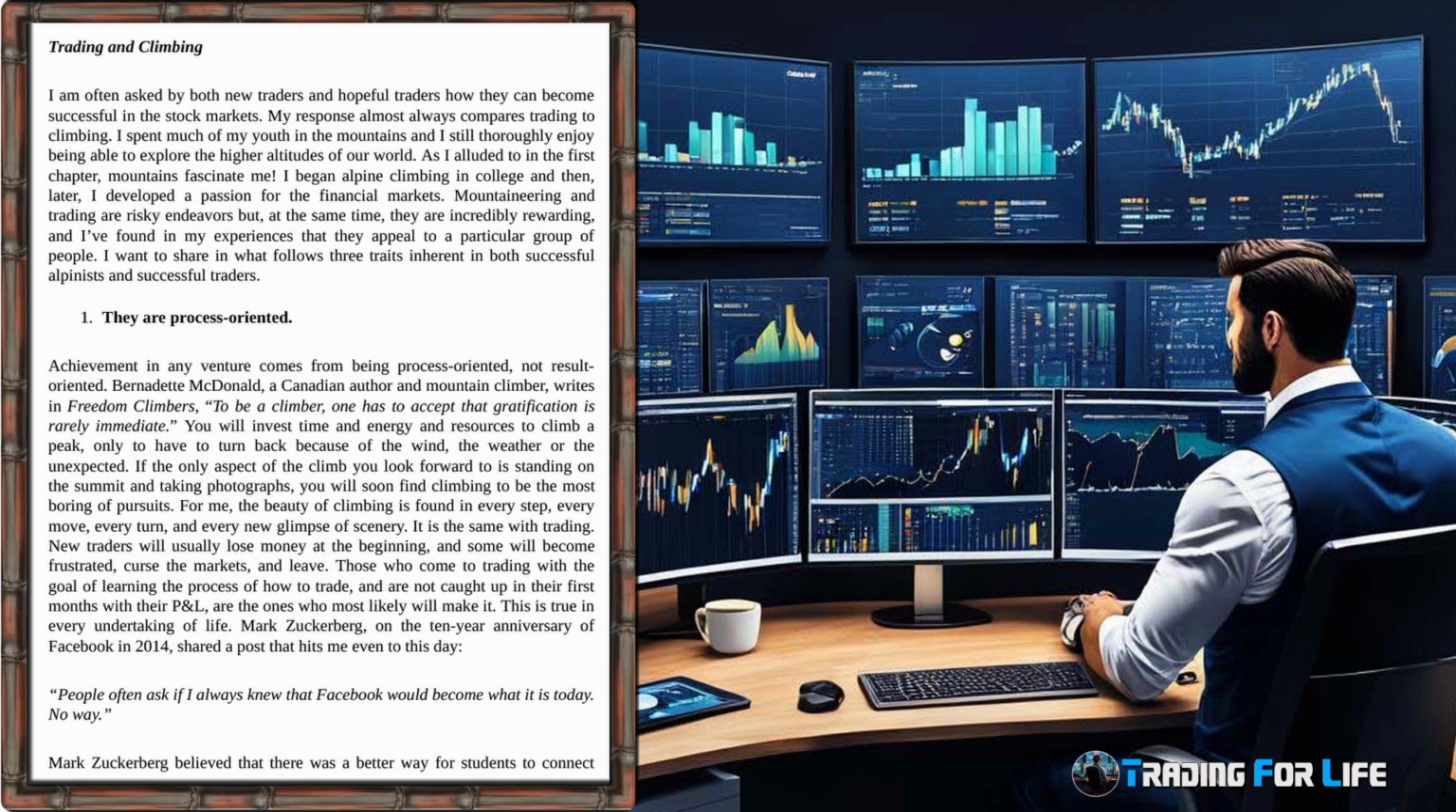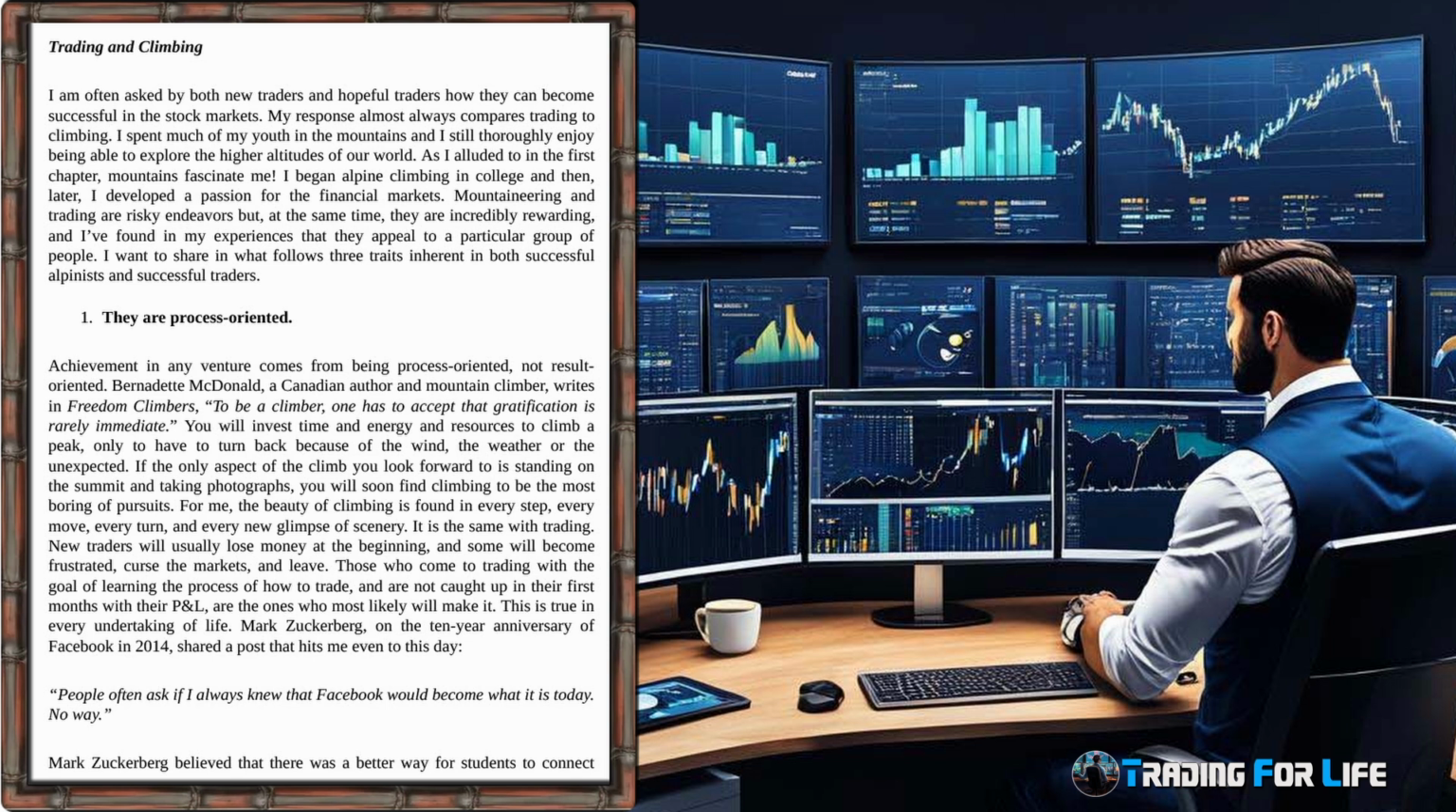Trading and climbing. I am often asked by both new traders and hopeful traders how they can become successful in the stock markets. My response almost always compares trading to climbing. I spent much of my youth in the mountains, and I still thoroughly enjoy being able to explore the higher altitudes of our world. As I alluded to in the first chapter, mountains fascinate me. I began alpine climbing in college, and then, later, I developed a passion for the financial markets.